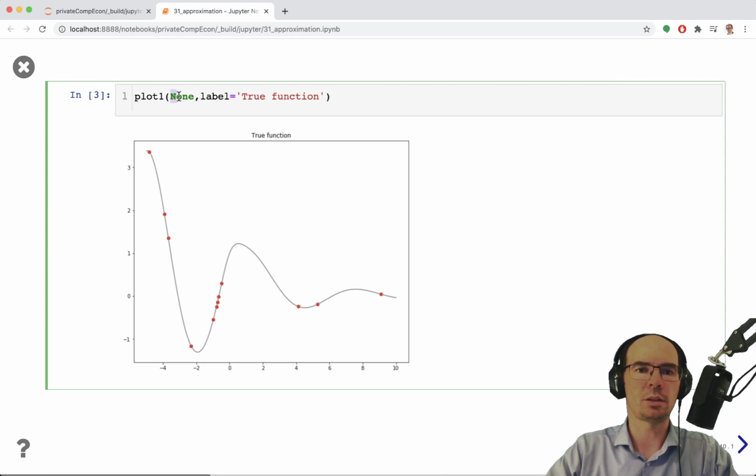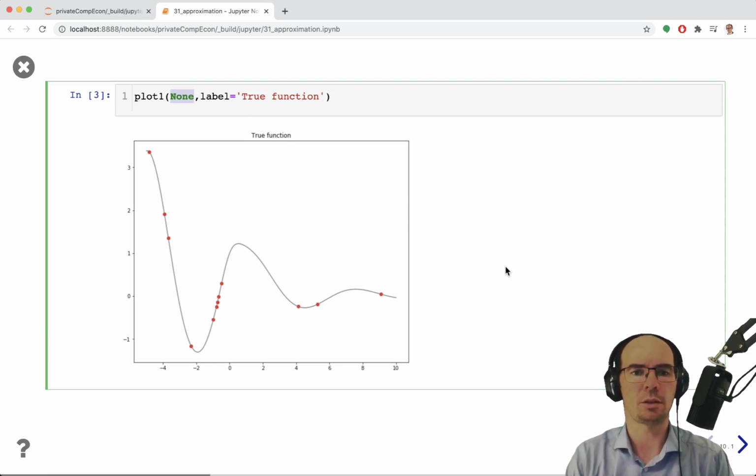Now this None, the first argument, refers to the interpolation function that we don't want to plot yet. So here's the function that we will need to interpolate. And as you can see, the red dots show the location of the grid points where this function, we assume, we have already computed. So we know the functional value there.